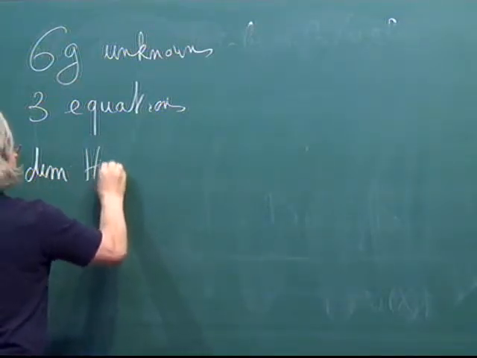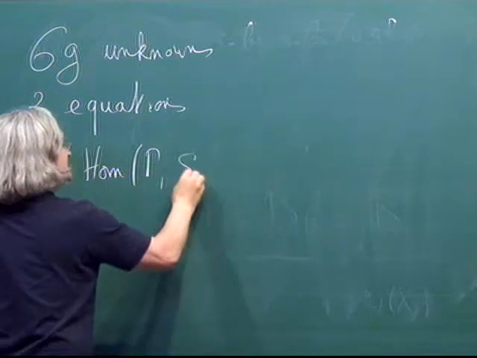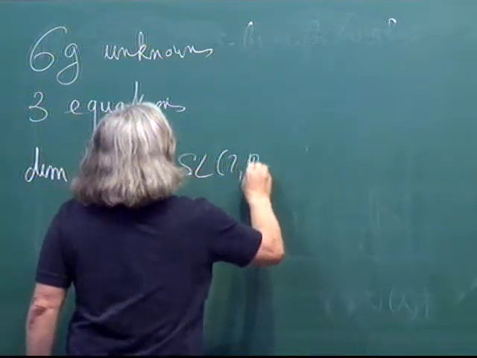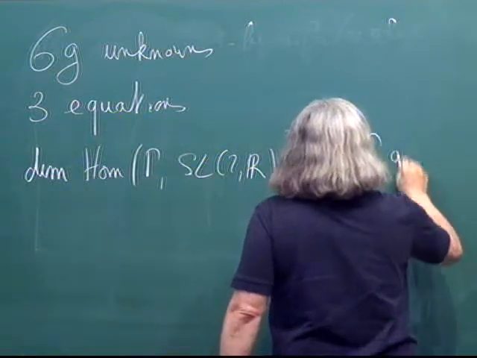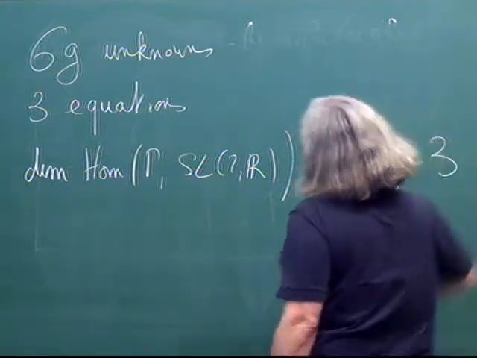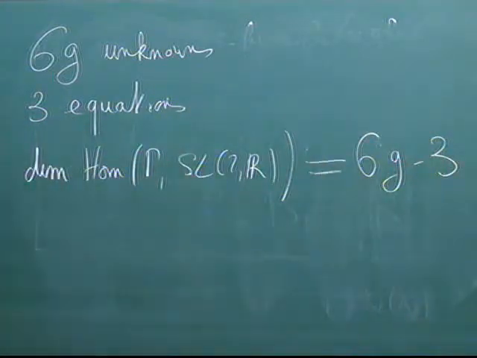of Hom(gamma, SL2R) is indeed 6G minus 3. Because we are writing 3 equations and we have 6G unknowns.